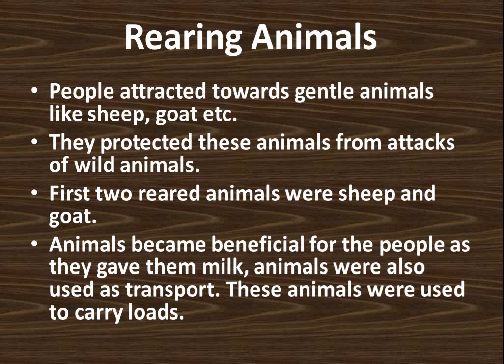So clear what animals they started to keep and rear, and how they were attracted towards particular animals. So this was the process of how they started growing plants, how they learned from the environment that plants can be grown, and how they started rearing animals.